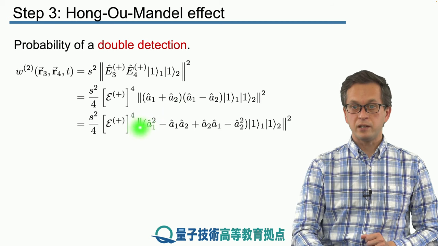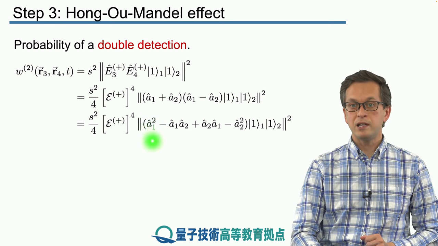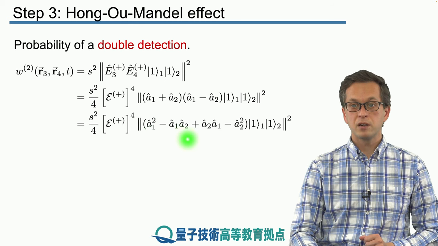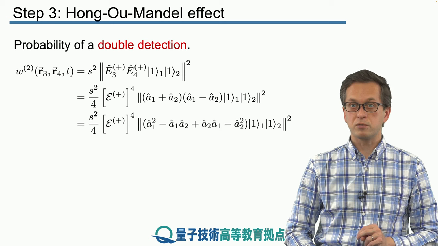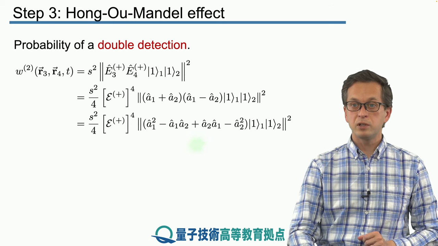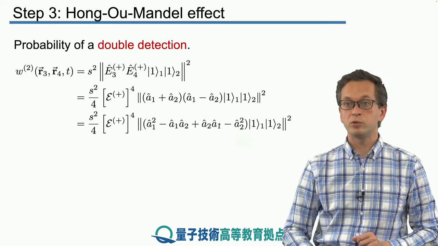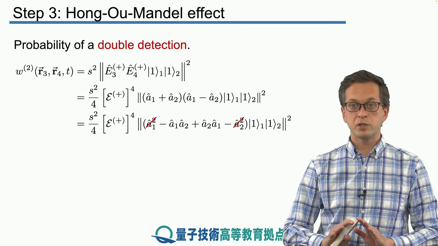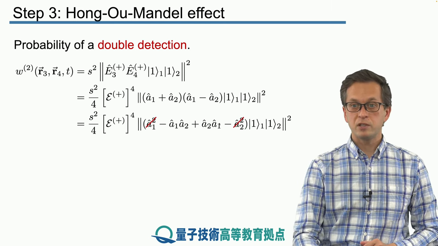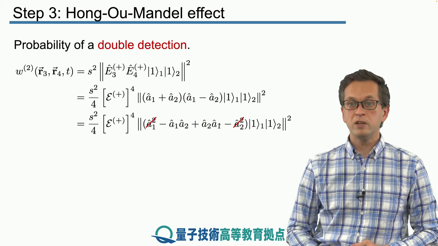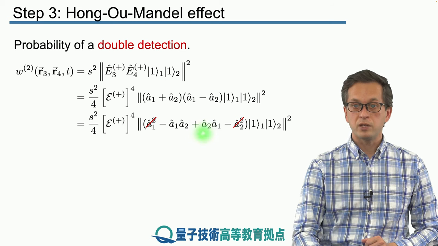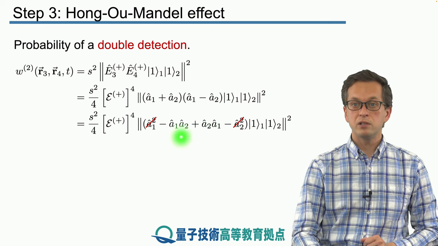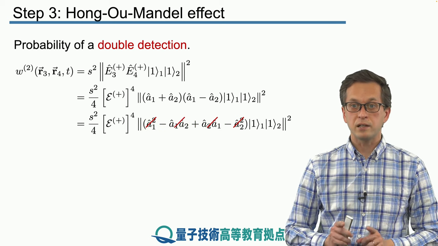We see immediately that applying the annihilation operator on mode 1 twice will destroy the one photon state and subsequently also the vacuum. So that gives us 0. Similarly, when we apply the annihilation operator for mode 2 twice, that will give us 0. So those terms disappear. How about these two terms in the middle? Well, we don't even have to think about how they act on the inputs, because A2 commutes with A1. So these two terms are the same, but they have opposite signs. So they cancel as well.